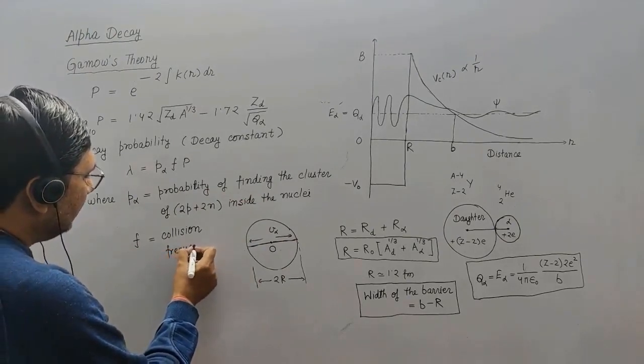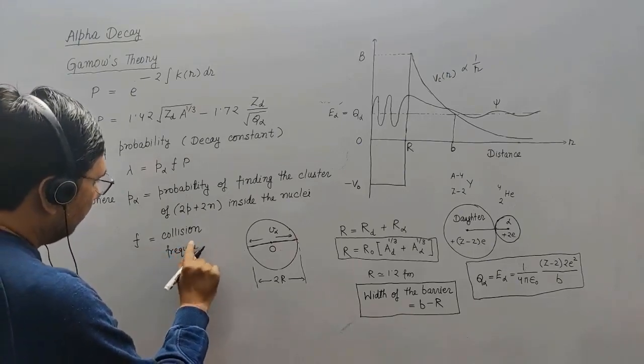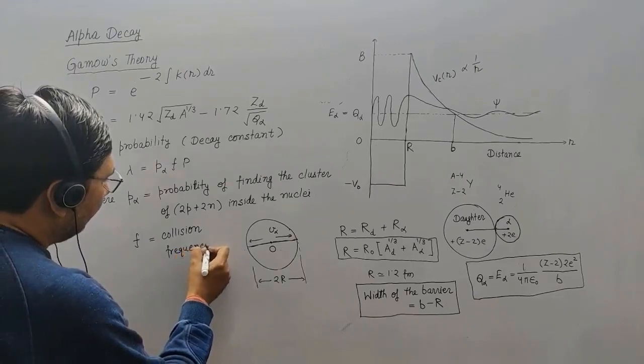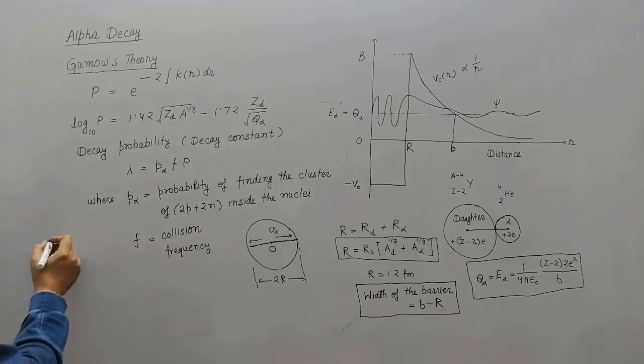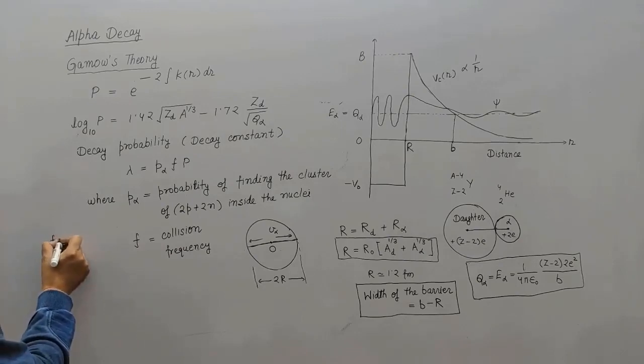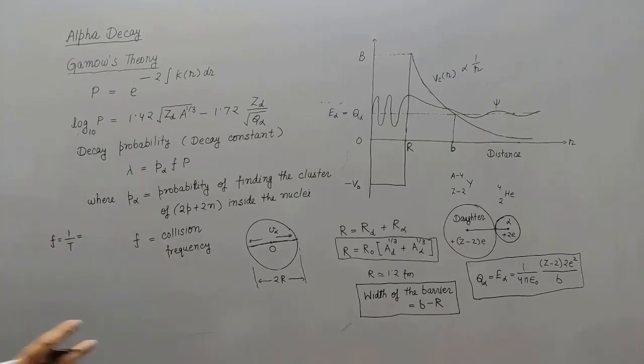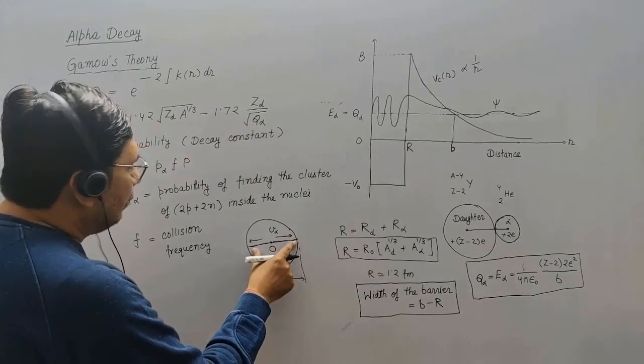This collision frequency represents the number of times this alpha particle is striking on the nuclear surface in 1 second. In 1 second, how many times is this alpha particle striking on the surface? That is collision frequency. You can make a rough estimate of this F. F will be 1 upon T, where T is the time between two successive collisions. You can calculate this time.